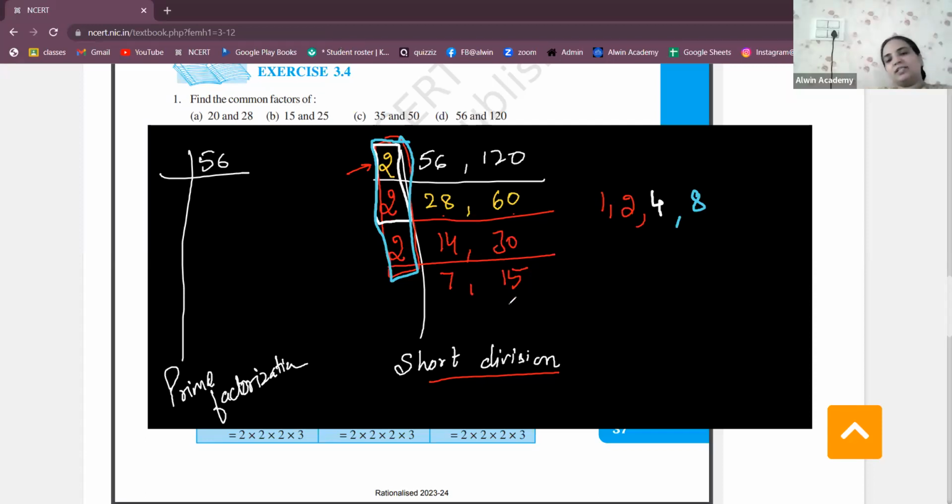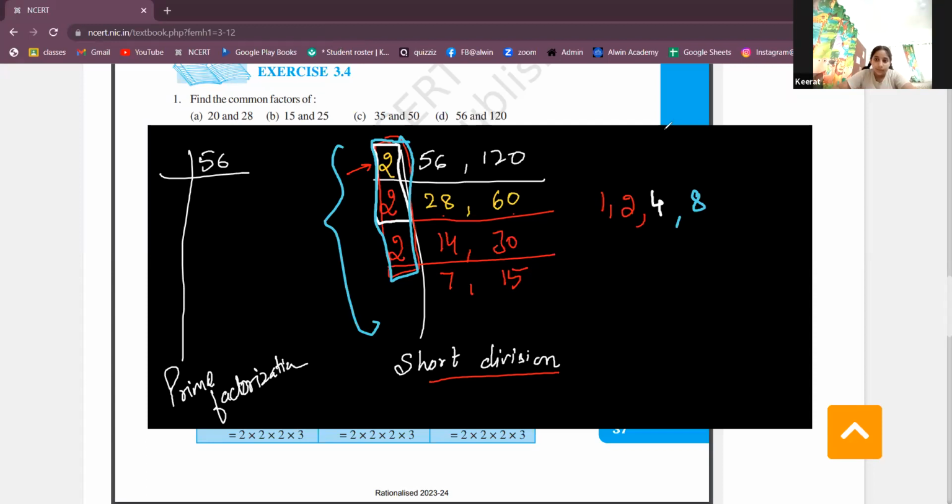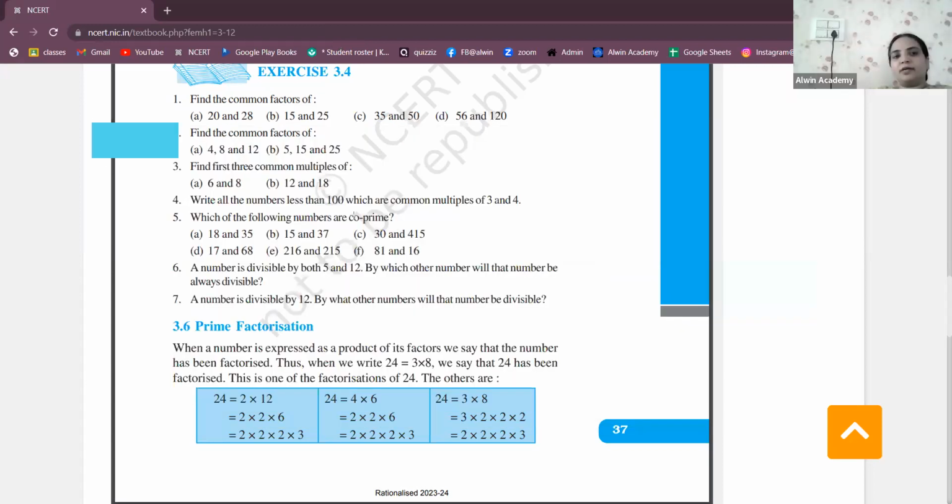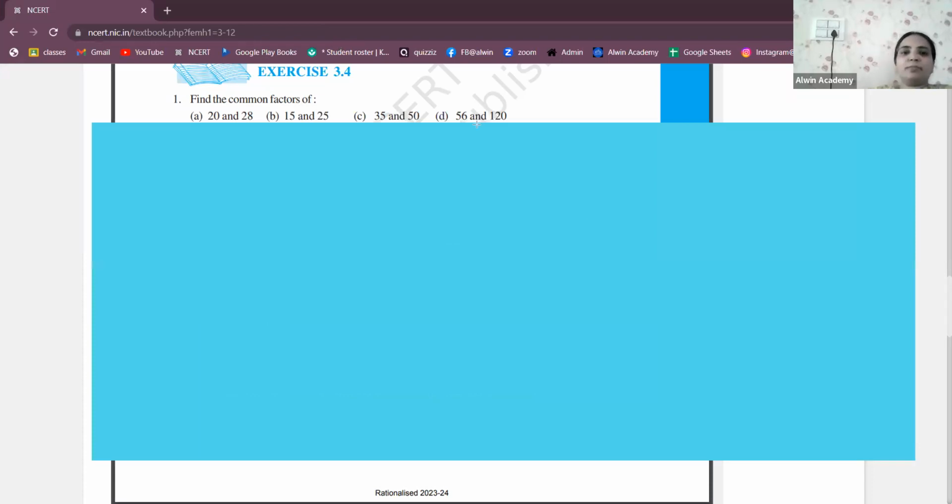Very good, you have sent the answer. Very nice, good one. Which method have you opted to do that, Kiran? 1, 2, 4 and 8. The one on screen or listing the factor method? Yes, ma'am. The safest is to do it with listing the factor method, beta. Because when you are making combinations, if you miss even one combination, your answer would go wrong.